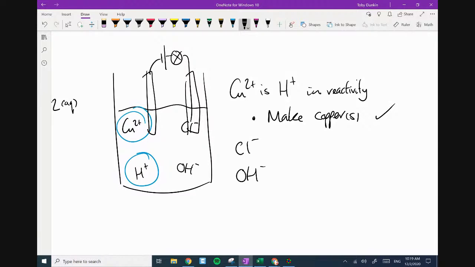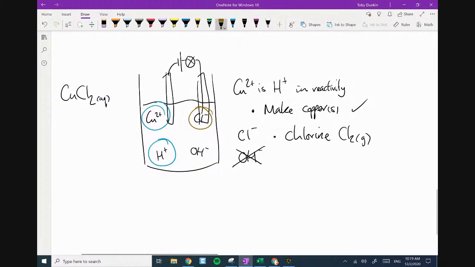So, and here's the great rule. You guys need to just learn that this one never does anything. I just want you to learn that. So I'm then going to form chlorine gas. Chlorine Cl2 gas. There you go. So my two products of that are going to be copper metal and chlorine gas, all to do with reactivity and the ability to lose electrons.